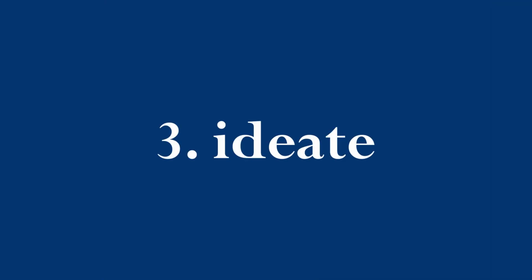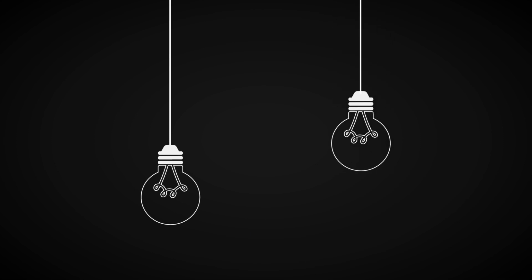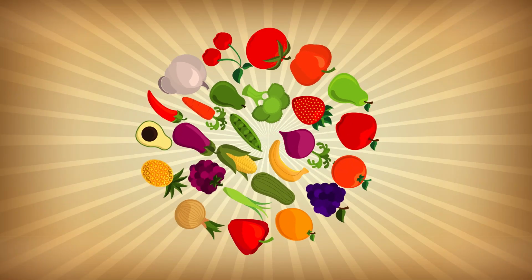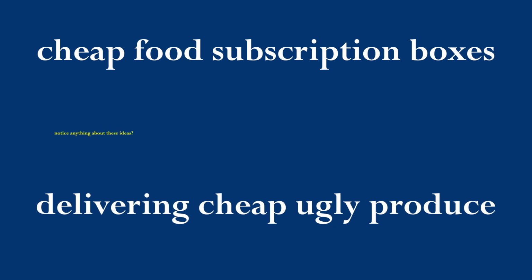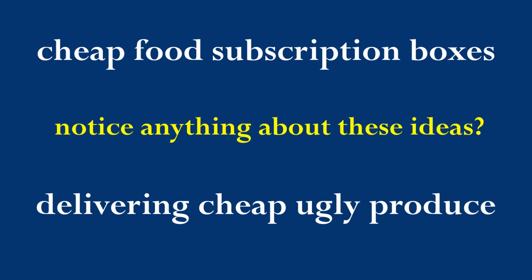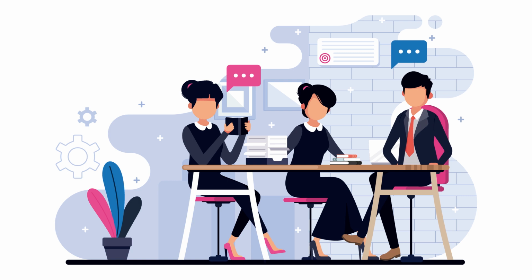The next step, or third step, is to ideate. In this stage, you or your team start generating ideas that can solve the problem stated in the problem statement. The goal is not to get the perfect idea, but to come up with a lot of ideas. Based on the example mentioned earlier, possible ideas could be cheap food subscription boxes or delivering ugly produce for cheaper than normal prices. You then share those ideas with the group you are trying to help and get feedback. Find the idea that the group reacts the best towards and move on to the next step.